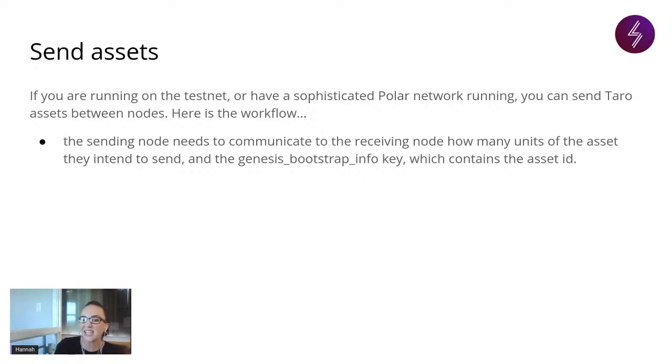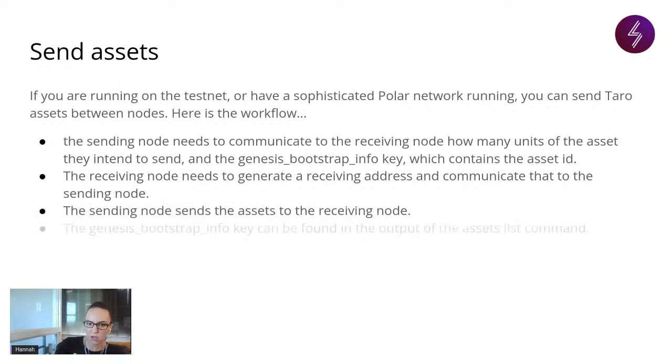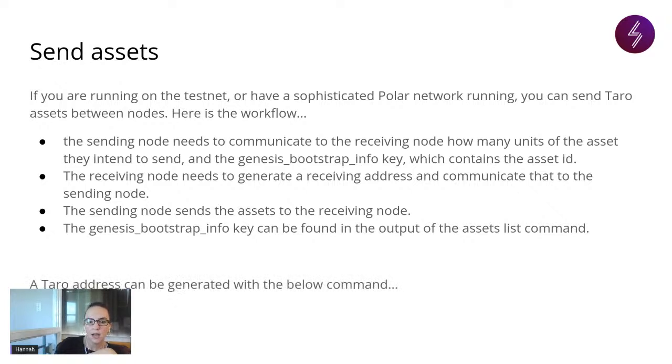And this contains the asset ID. The receiving node, Bob in this example, needs to generate a receiving address and communicate that back to the sending node, which is me. The sending node sends the asset to the receiving node. Right, it's where you can find the Genesis bootstrap info key.